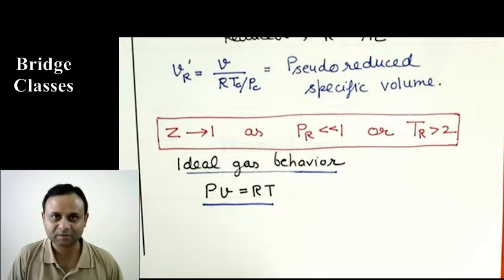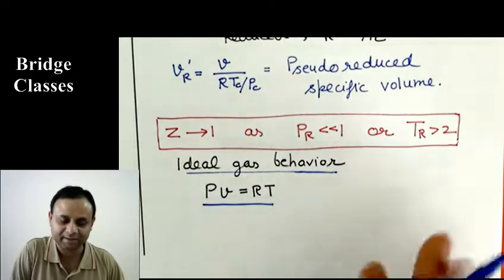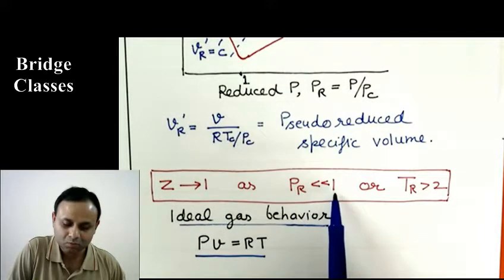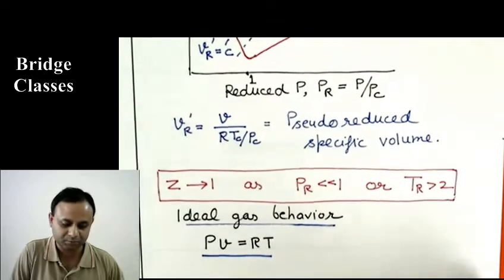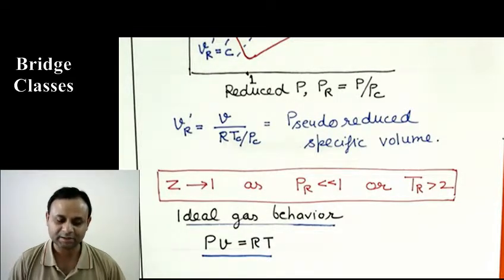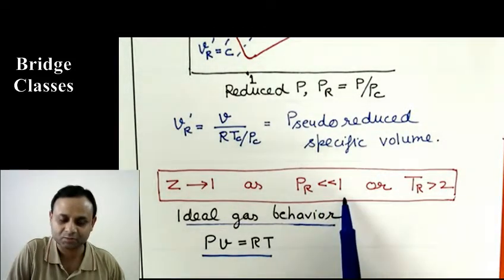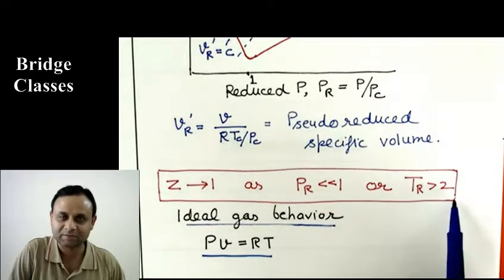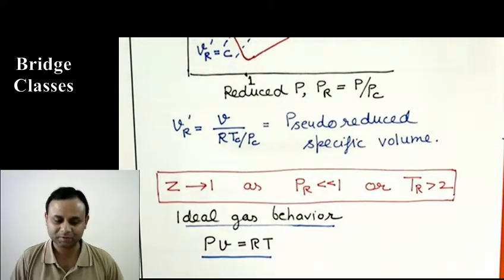So I hope you understand this: there is no such thing as an ideal gas, but any gas behaves as an ideal gas when pressure is low or temperature is high. Okay, then it behaves as an ideal gas. And what do we mean by pressure is low? Is 1 atmosphere low, 2 atmosphere low, or 100 atmosphere low? What is meant by low pressure? We have to see in comparison to the critical pressure. So PR has to be low, then we say it is low pressure. TR has to be high, then we say it is high temperature. So it behaves as an ideal gas. We get PV equals RT.